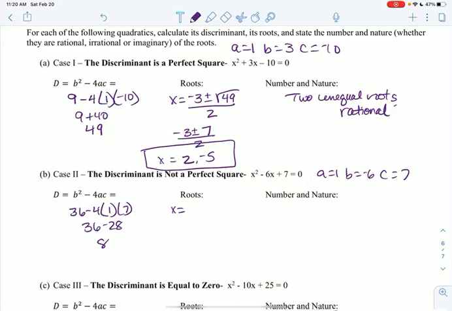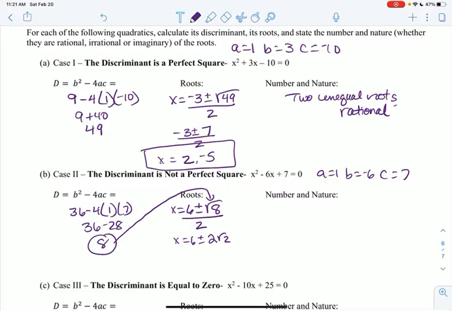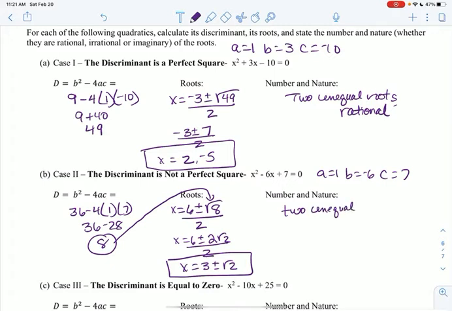So my roots are negative b, 6, plus or minus radical 8, because this part is my b squared minus 4ac, over 2a, and a just happens to be 1. So this I can simplify under the radical. I have 6 plus or minus 2 radical 2. Radical 8 simplifies to radical 4 and radical 2. And then, of course, this simplifies, I can cancel, these are all even numbers. They're divisible by 2. 3 plus or minus radical 2. So I have 2 unequal irrational roots.